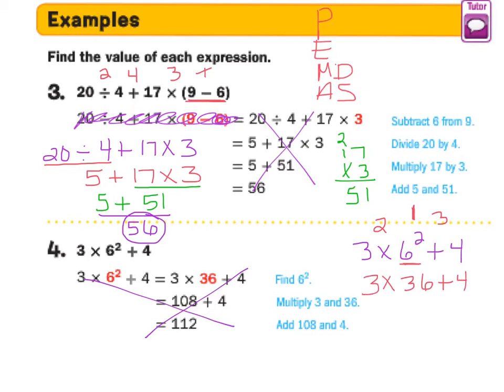My step 2 was to multiply right here. So I'm going to take 36 times 3. 6 times 3 is 18. Carry the 1. 3 times 3 is 9 plus 1 is 10. So 108. And rewrite the rest of the expression. So now I'm going to take 108 plus 4, which is 112.